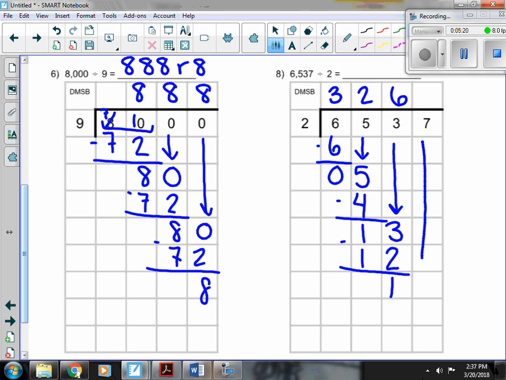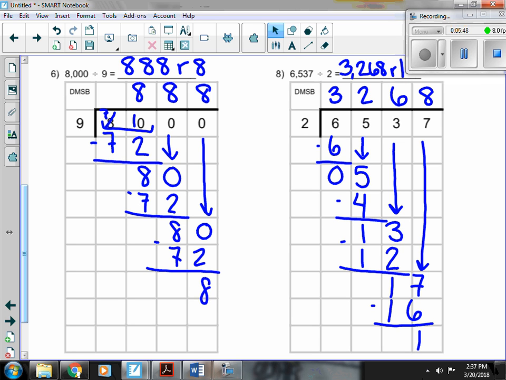And I bring down my next number all the way down and start again with my new number of 17. 2 goes into 17 8 times. 8 times 2 is 16. And I subtract and I get 1. And I finally have nothing else to bring down. So my answer is 3,268 with a remainder of 1.